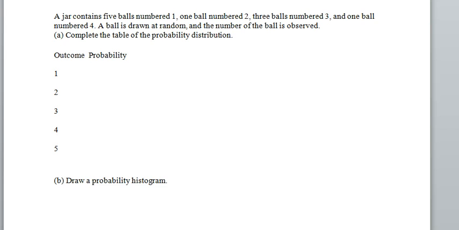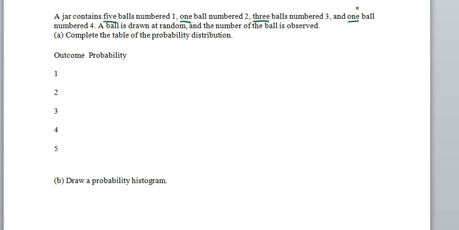In this video, we're going to look at two probability distributions. In the first one, a numbered ball is drawn at random from a jar containing 10 such balls, and the number on the ball is observed. So, in this case, the jar contains 5 balls that are numbered 1, 1 ball that's numbered 2, 3 that are numbered 3, and 1 that is numbered 4.